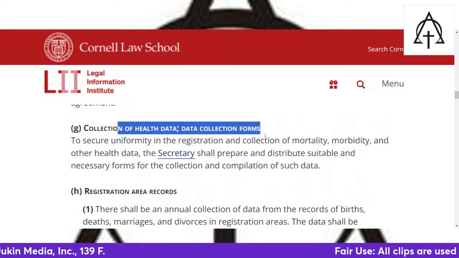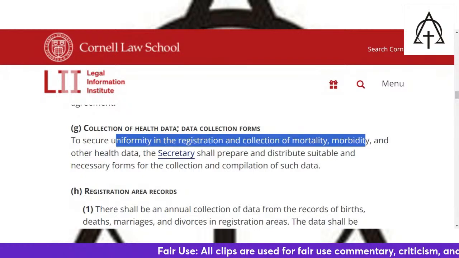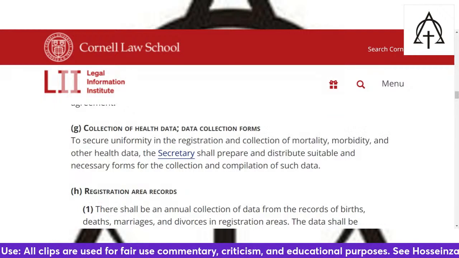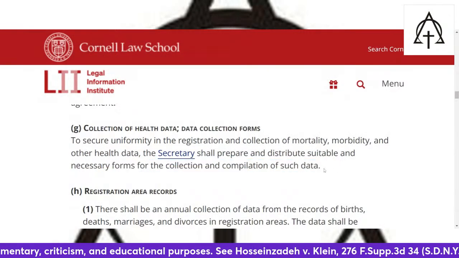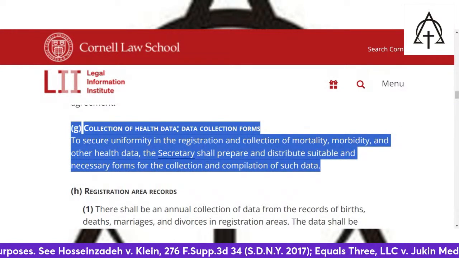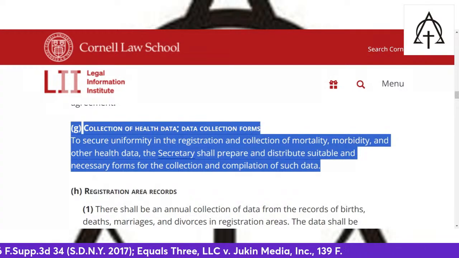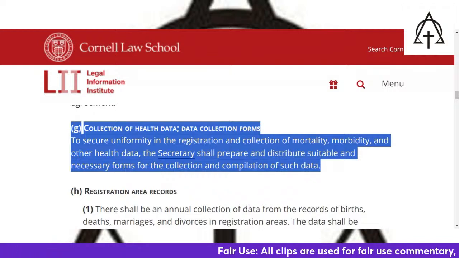Collection of health data, data collection forms to secure uniformity in the registration and collection of mortality, morbidity, and other health data. The Secretary shall prepare and distribute suitable and necessary forms for the collection and compilation of such data. Again, they have no authority to do so. To secure uniformity in the registration and collection of mortality, morbidity, and other health data.